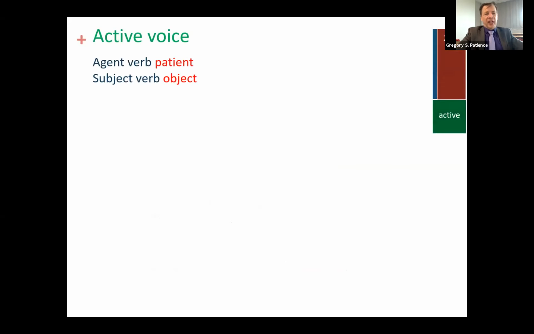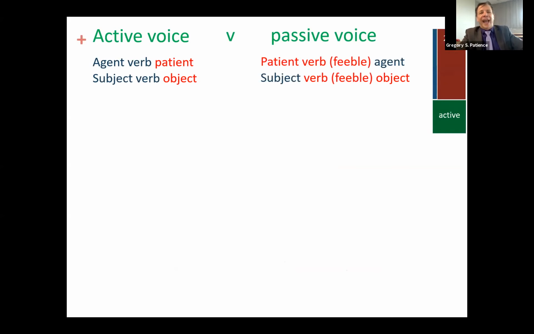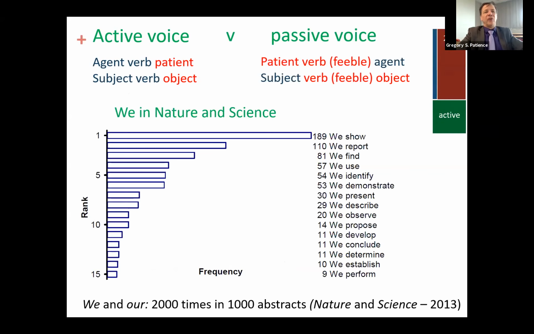So the active voice, again, goes agent, verb, patient, which is subject, verb, object. Now the passive voice is patient, verb, and then it becomes a feeble verb, agent, okay? So here we go. One of the questions that people have asked Chris is, can we use we? Okay. Can we use we and I? Very few journals allow I. Most journals are allowing we, but Nature and Science, in fact, insist that you use we.